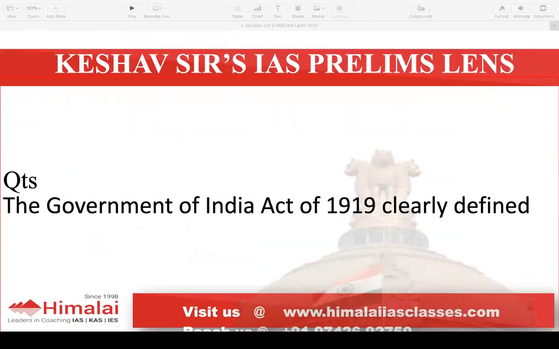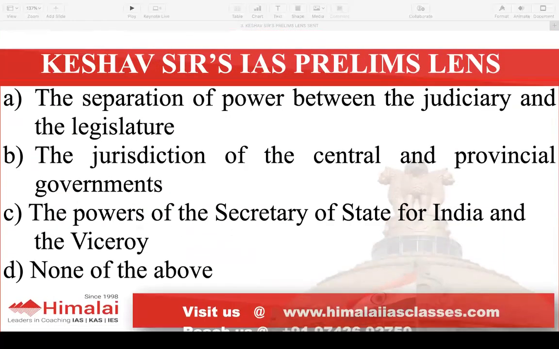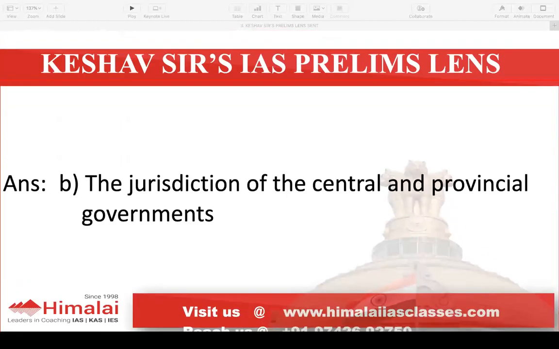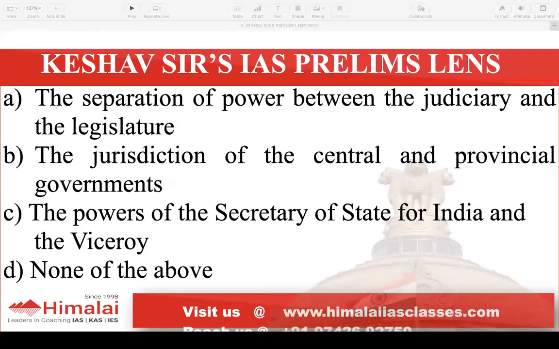Next question. The Government of India Act 1919 clearly defined A, the separation of power between the judiciary and legislature. B, jurisdiction of the central and provincial governments. C, the powers of the Secretary of State for India and the Viceroy. D, none of the above. I had told you that the Government of India Act 1919 is clearly telling us about the jurisdiction of the central and provincial governments. So the option would be statement B. That's the correct answer.